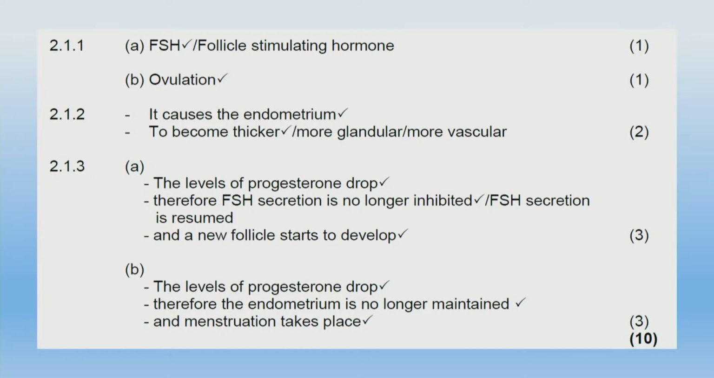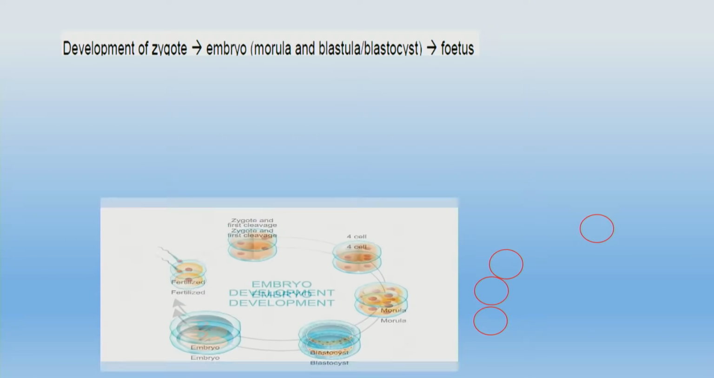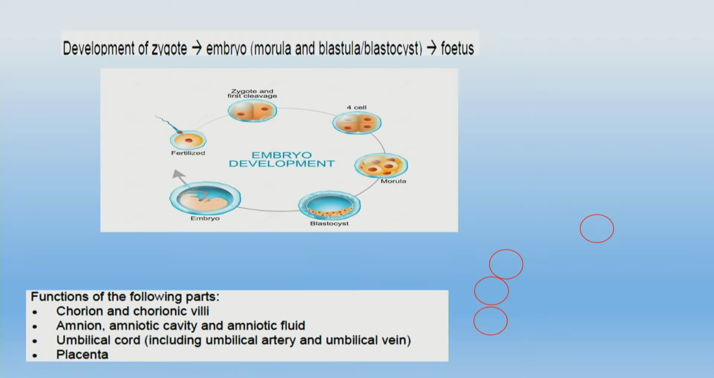And then if the level of progesterone drops inside the uterus, then what will happen? Therefore, the endometrium will no longer be maintained. And then that will lead to menstruation, or menstruation will take place. So please, that is how you have to answer that question. And then let us move to the next slide.